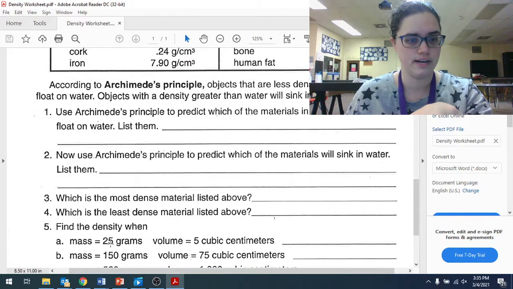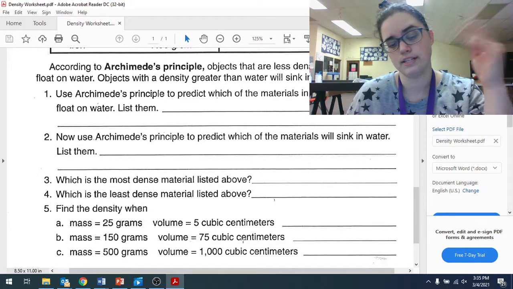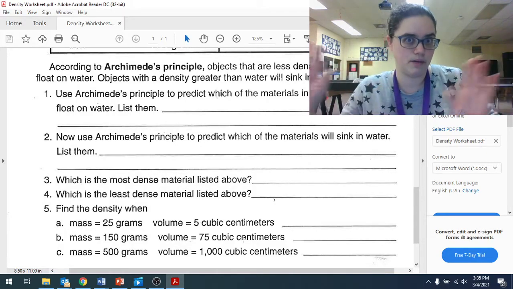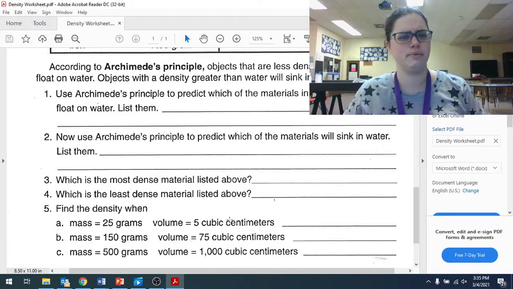And then this is where you divide your mass by volume for each of these. You might need a calculator. If you don't, that's great. If you do, that's great. I don't care if you use calculators or not. I know some math teachers have a preference, but I don't mind either way.